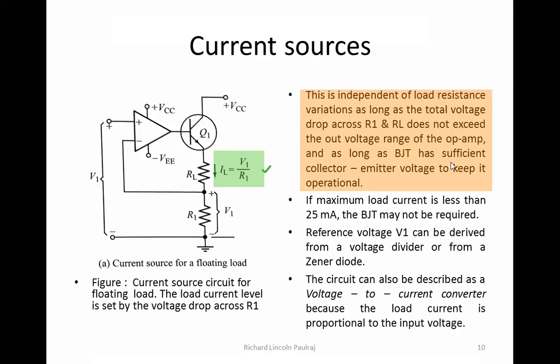And this holds as long as the BJT has sufficient collector-emitter voltage to keep it operational. So we should make sure that the collector-emitter potential is constant. If the maximum load current is less than 25 milliamps, as we assumed in the previous lectures, the BJT may not be required. So you are using a BJT.